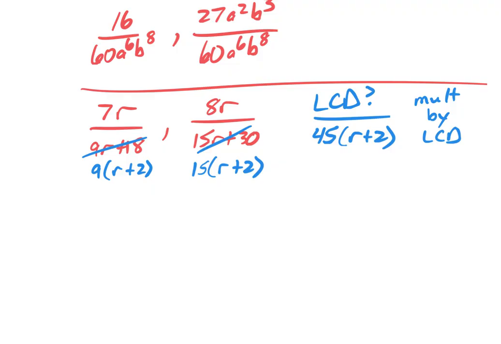Okay, and then we're going to do this last step. I want to make the two denominators 45 times r plus 2. Right now, this is 9 times r plus 2. So what do I got to multiply by? 5. So we're going to multiply by 5. And if I do it to the bottom, I got to do it to the top. So this becomes 35r over 45 times r plus 2.